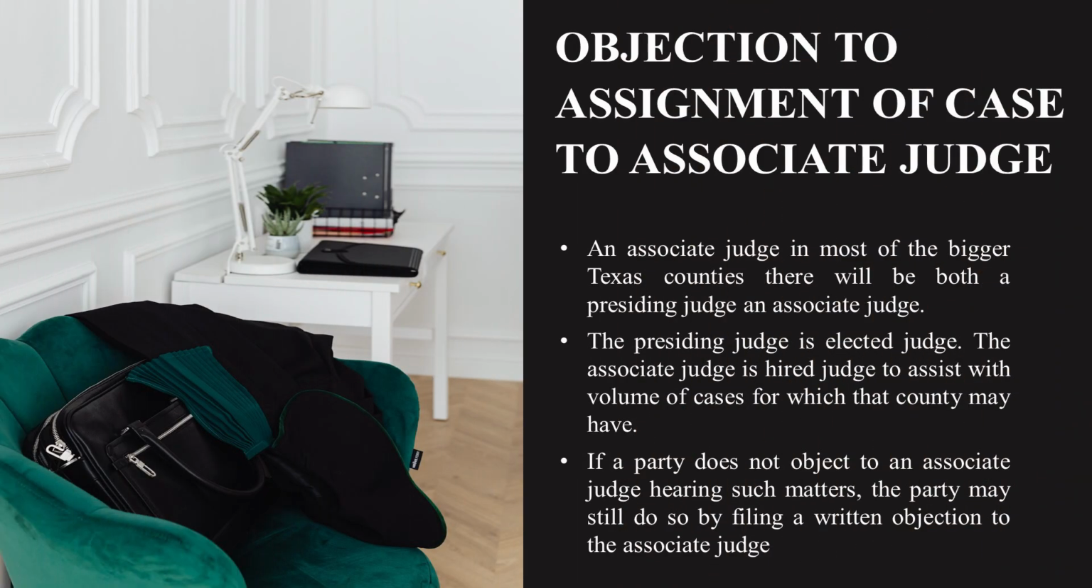An associate judge: in most of the bigger Texas counties, there will be both a presiding judge and an associate judge. The presiding judge is the elected judge. The associate judge is a hired judge to assist with the volume of cases for which that county may have. You have a right for final trial to object to the assignment of the case to the associate judge, but you must file an objection in writing.